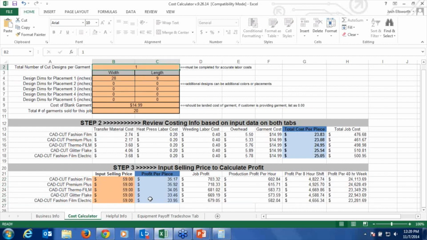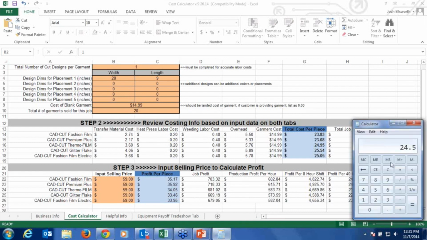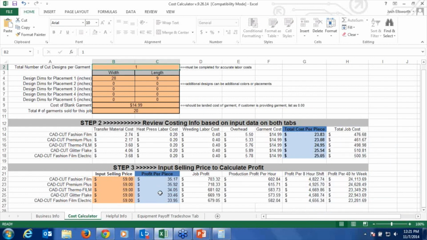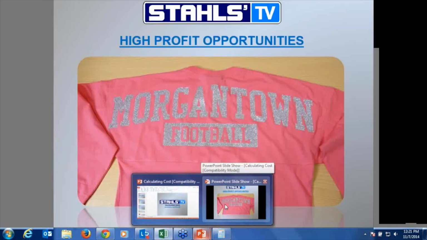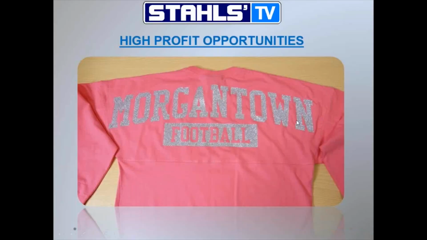$15, you can see we're driving profit per piece in glitter flake of $33.46. I think that tells the story. For those of you that were pricing the t-shirt at $7.50, you're only making $2.50 per shirt. You would have to print 13 t-shirts for every one of these to make the same amount of profit. Free up your time for selling. Focus on things that can make you more money.